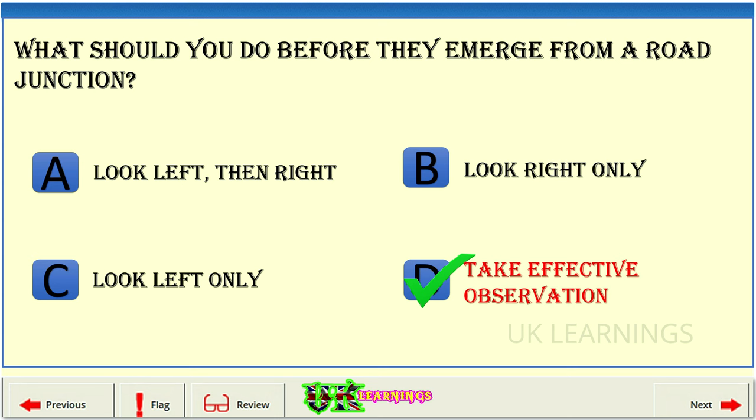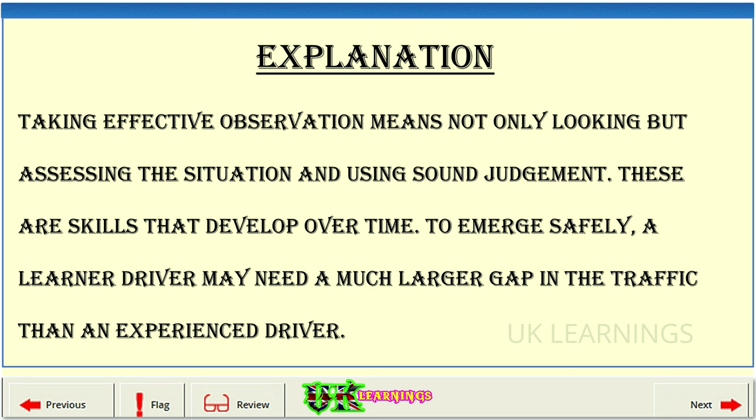Explanation. Taking effective observation means not only looking but assessing the situation and using sound judgment. These are skills that develop over time. To emerge safely, a learner driver may need a much larger gap in the traffic than an experienced driver.